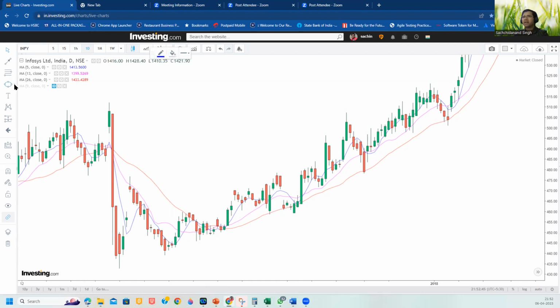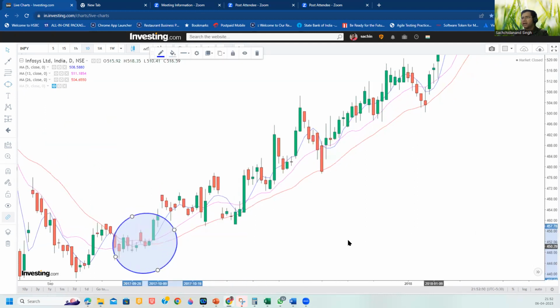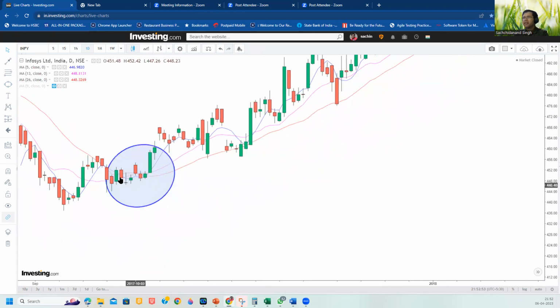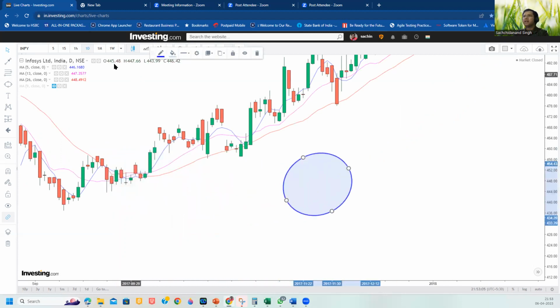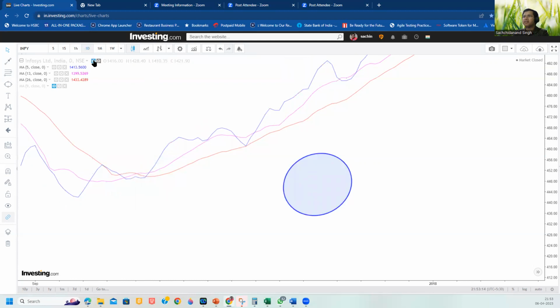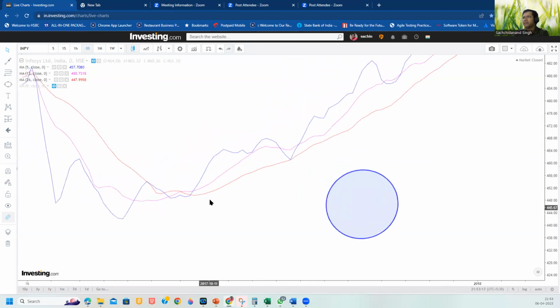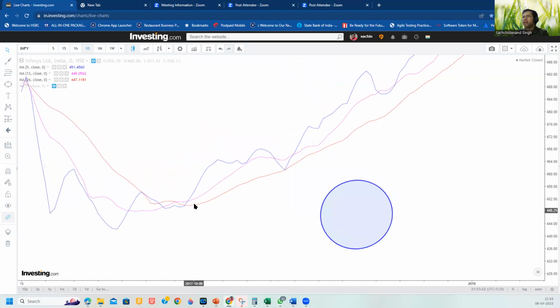At this point of time, I will highlight this particular area. Under this highlighted part, if you see, the moving average of the lower time frame is crossing upward to the higher time frame. I'll remove it so that you can see it clearly, or I can even hide the candles to show you clearly. So here the blue one is the 5 moving average, the pink one is 13, and the red one is 26.